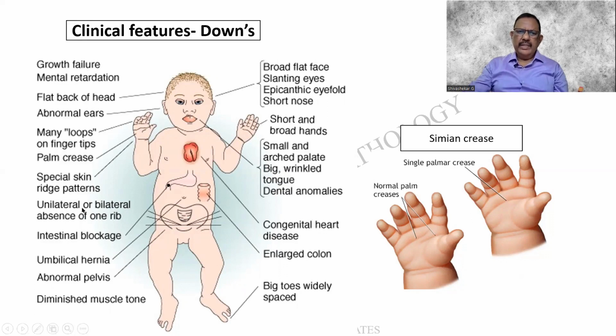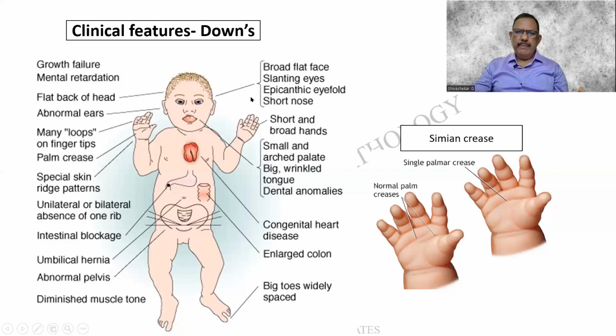There can be other congenital anomalies such as absence of a rib, intestinal blockage, weakness and flaccidity leading to an umbilical hernia, abnormality in the pelvis, and generally poor muscle tone. One important finding can be the wide spacing between the big toe and the next. Megacolon is possible, congenital heart disease, and there can be a high arched palate. Protrusion of the tongue is one of the classical features. Dental anomalies are prone to be there.